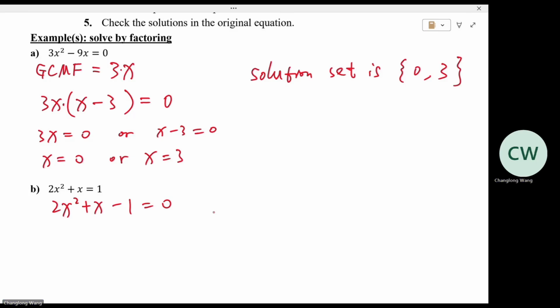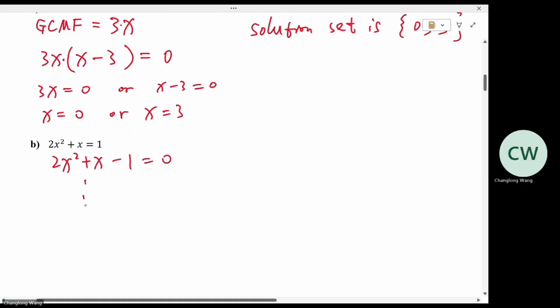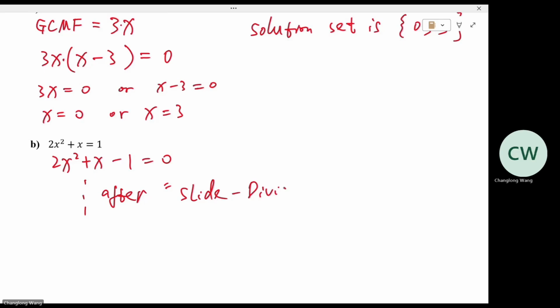Tomorrow we'll work on a few more problems to make sure that you guys are 100% comfortable with the slide divide, or also known as the AC method. Guys, I'm not done yet. Let me finish this problem.